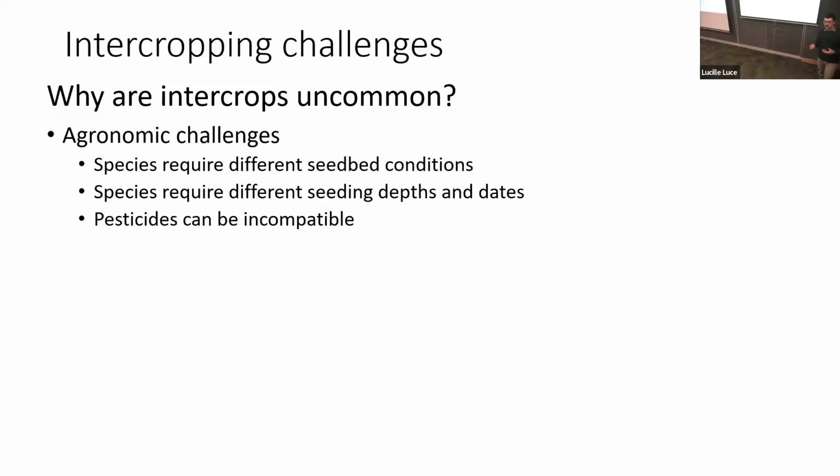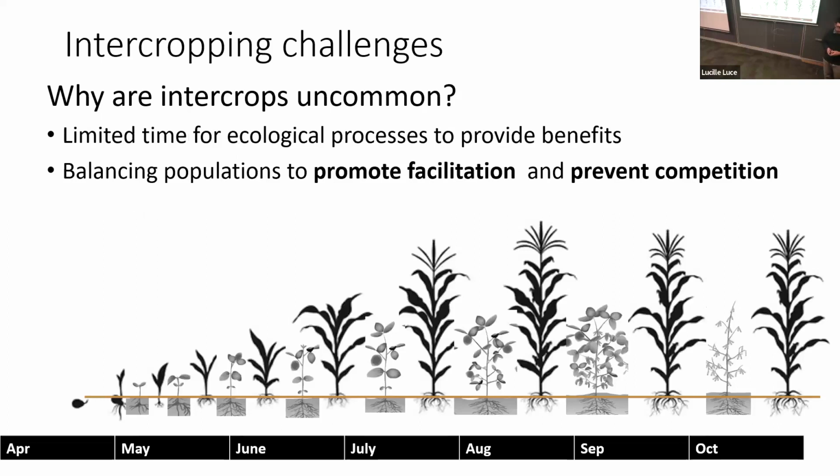If we know that they have potential to provide environmental benefits and boost productivity, why don't we see these a lot on the landscape? Well, there are a lot of different reasons, and there are some specific agronomic challenges. So the two different species might have very different needs in terms of preparing a seed bed or for establishment, the timing of seeding. They might require different fertility regimes. In a lot of cases, the pesticides are incompatible.